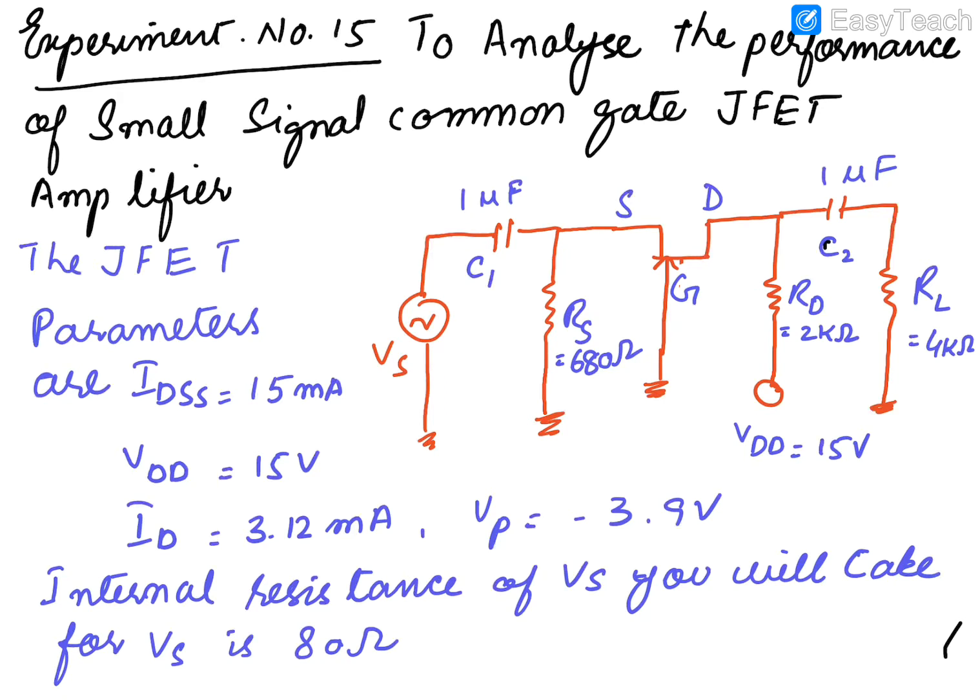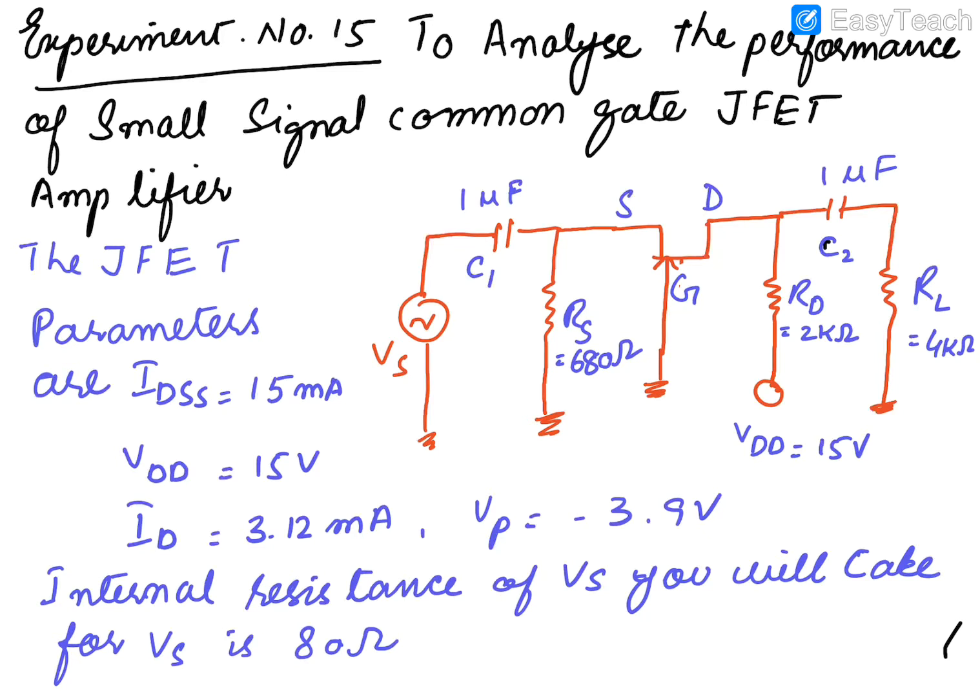The JFET parameters you have to use for this circuit are: IDSS is taken to be 15 milliamperes, VDD is 15 volt, ID is 3.12 milliamperes. This value comes when you take the voltage drop across RD as 6.24 volt. Vp in this case is minus 3.9 volt. You have to change the JFET parameter of V threshold to minus 3.9 volt in Multisim.